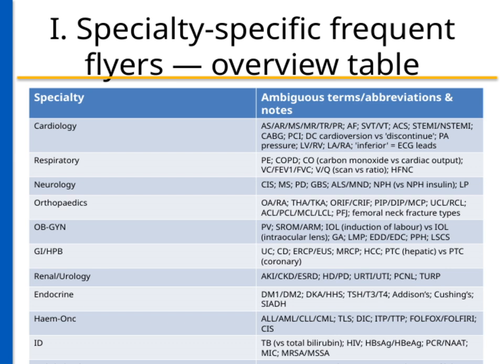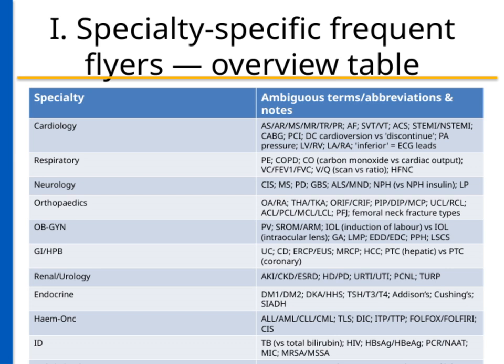IOL is induction of labor, but be cautious. Sometimes IOL can mean intraocular lens, so the context is key. GA is gestational age, LMP is last menstrual period, and EDD or EDC are estimated due date or estimated date of confinement. PPH is postpartum hemorrhage, and LSCS refers to lower segment cesarean section.